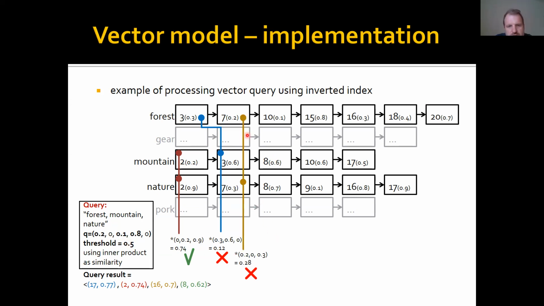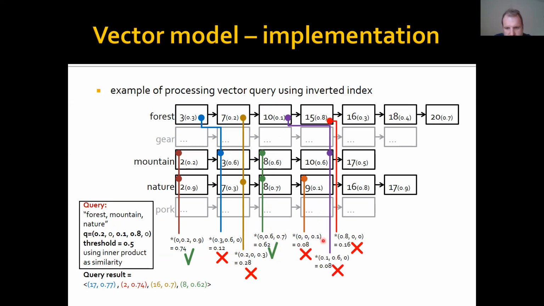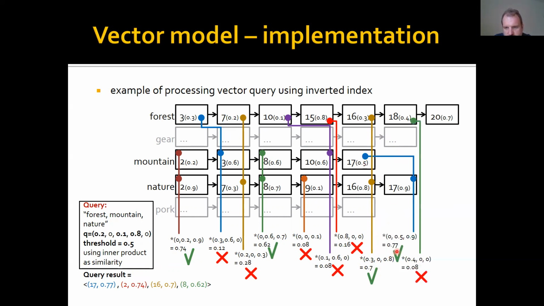And we go further. Document 7: 0.2, 0.6, 0.3. Okay, for 0.6 there is nothing, so 0 and 0.3. We have 0.28, and it's too small. It does not go in the result, and so on. 8, it goes. 9, it doesn't go. 10 doesn't. 15, 16, it goes. 17 goes. 18, 20. So you can see that from this number of documents, 4 of them go to the result. And these are here, and they are even sorted.